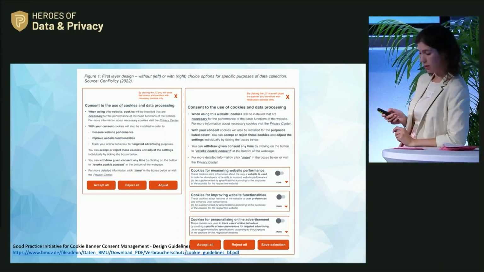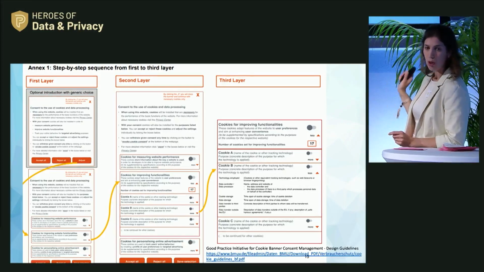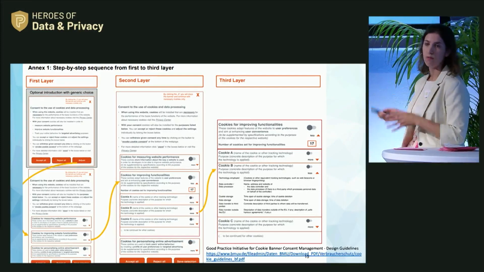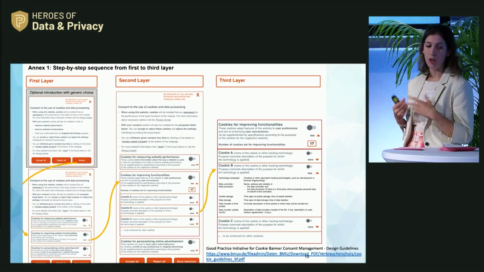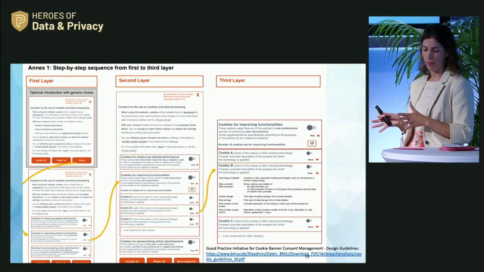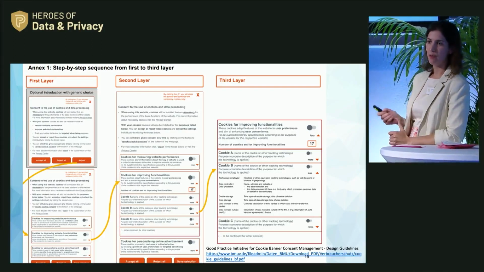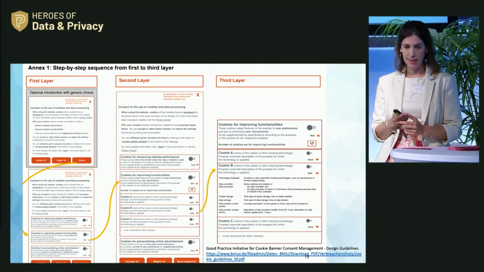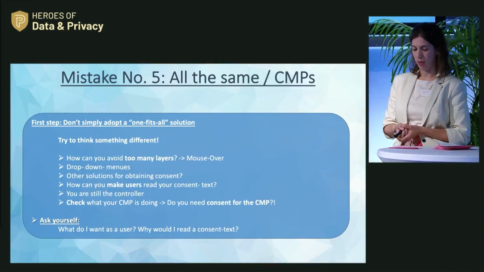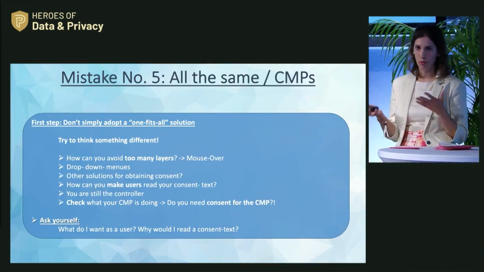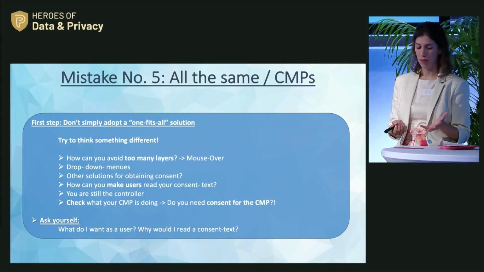So, and then the example goes even further. Here you can see how the different layers are used and what options you have to keep it clearly arranged. It's just an example. And don't forget, the default choice always has to be no consent, no opt-in, or off. So I think this looks pretty good, but I still have one mistake left. Let's see. Many controllers simply use consent management platforms or one-fits-all solutions or one-fits-all texts and adopt solutions that don't fit their website.